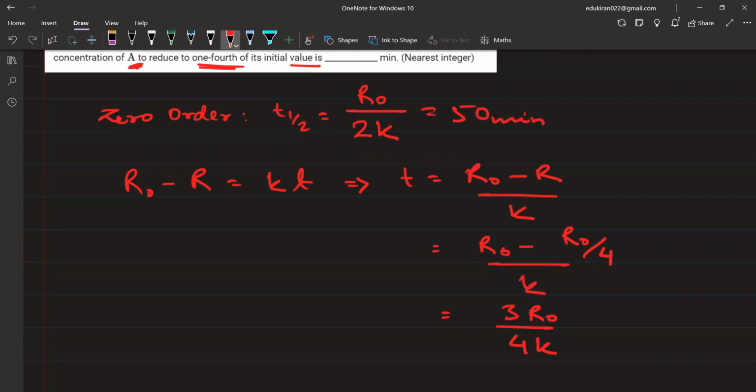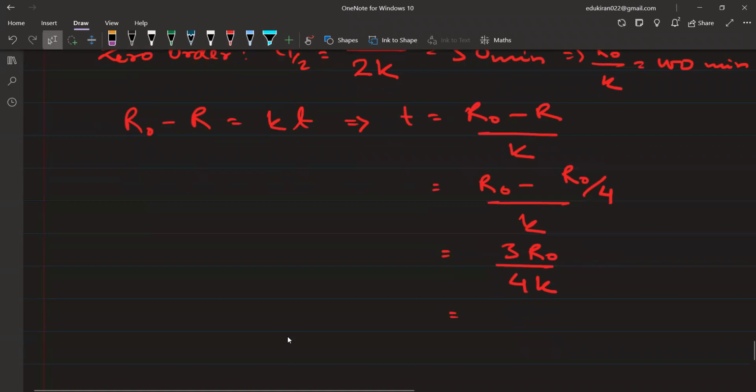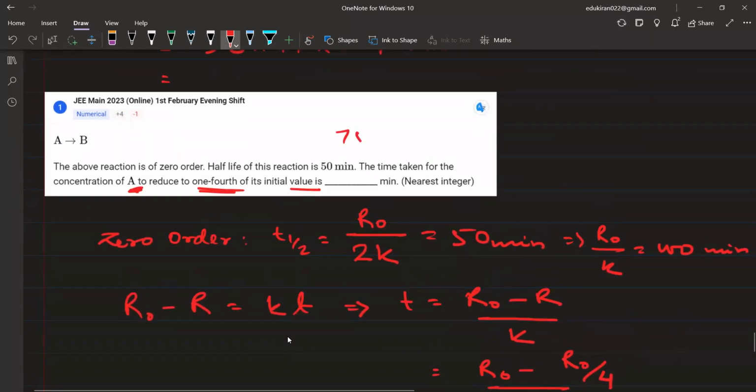Okay. That means R naught upon K will be equal to 100 minutes. बस R naught upon K को 100 कर लीजिए. कितना जाएगा? 75. 75 है ना? तो आंसर कितना हो जाएगा? 75. Okay.